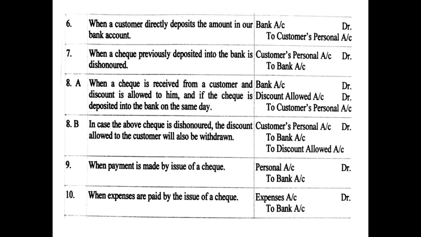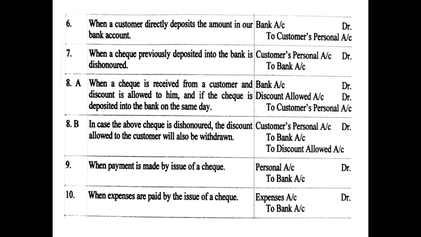Customer's personal account will again be debited now because the check has been dishonored. Now again the customer has become the debtor for the business, because he owes money to the business, since the check which he gave has been dishonored. To bank account, why? Because when the check was deposited, we assumed that it will be cleared and added in our bank account, and therefore we increased the bank balance.